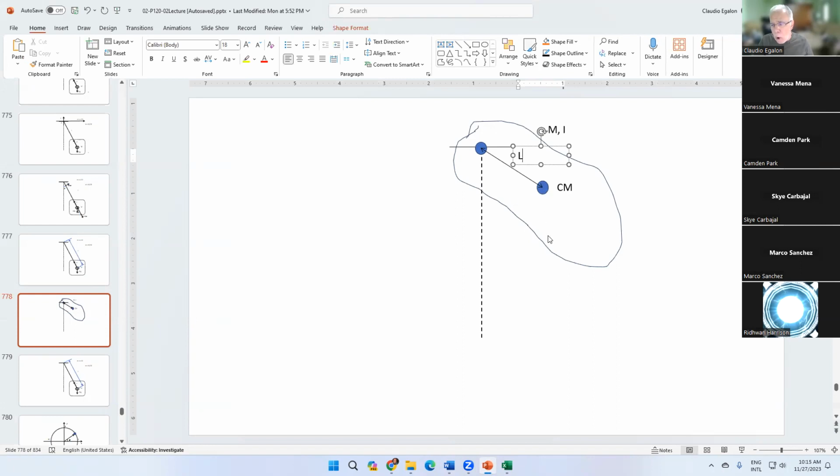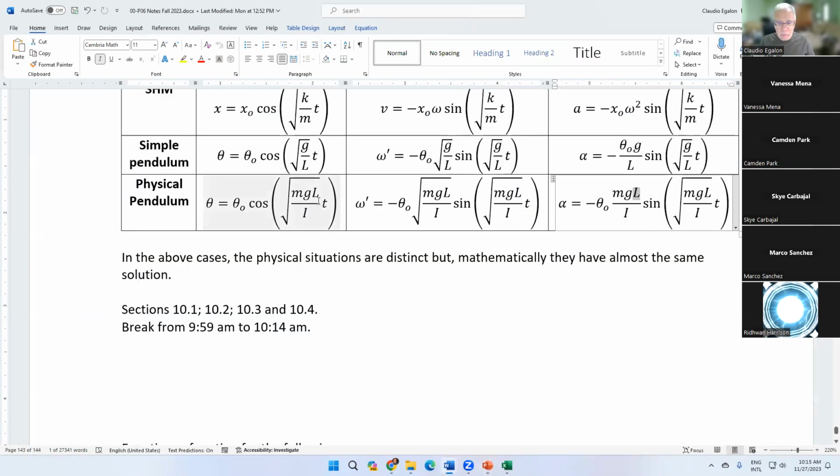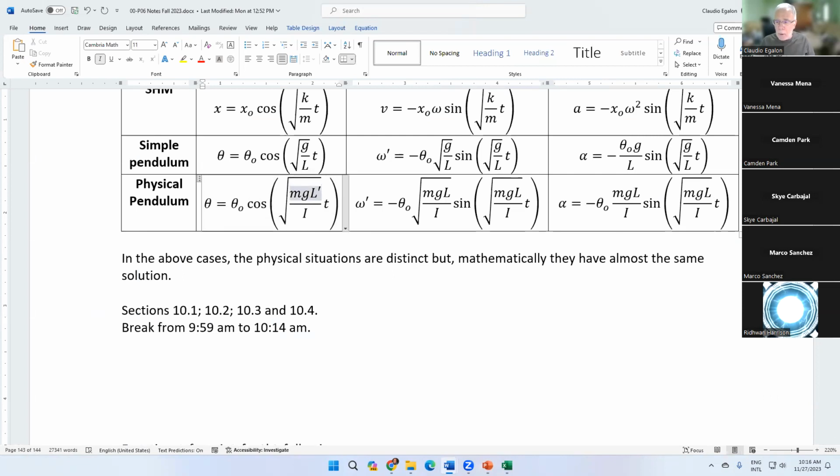It is as though all the mass of this rigid body would be concentrated here at this point, okay? But in order to make it explicit that this L corresponds to the distance of the center of mass to the point of rotation, I'm going to call it L prime. So you know that there is a difference between those two, okay? We put L prime here, L prime here.